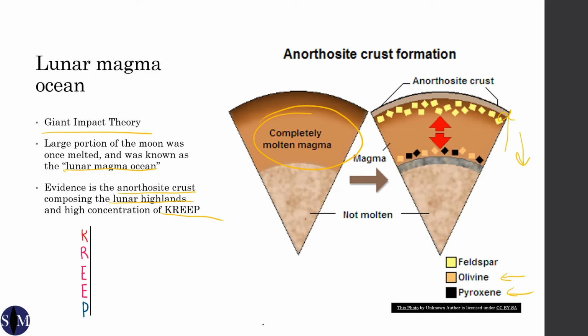Okay, you might be asking, what is KREEP? Let me explain. KREEP is a geochemical component. KREEP is actually an acronym that is made up of 3 different parts: K, REE, and P. K stands for potassium, REE stands for rare earth elements, and P stands for phosphorus.